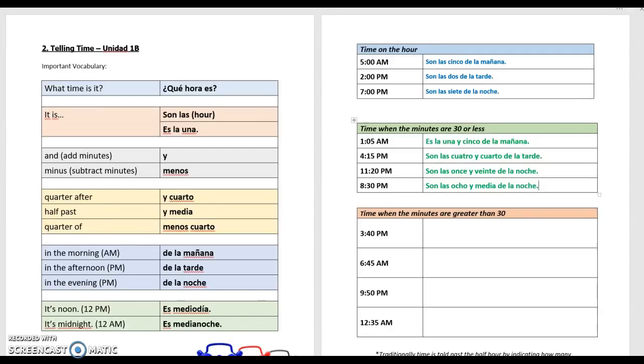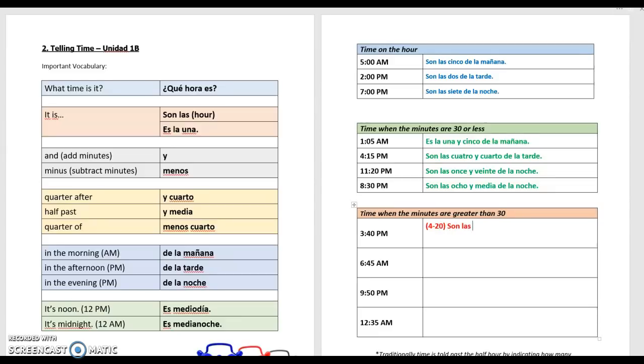Right on the hour, minutes are 30 or less. This is where things get slightly more complicated, but not so much so. You have to think of it this way. 3:40 is closer to being 4 o'clock. So you're going to think of it as being 4 o'clock, but you're going to take away a certain number of minutes till it gets to be that time. 3:40 is 20 minutes away from being 4 o'clock. It's 20 of 4. So what we're going to say is that it's 4 minus 20.